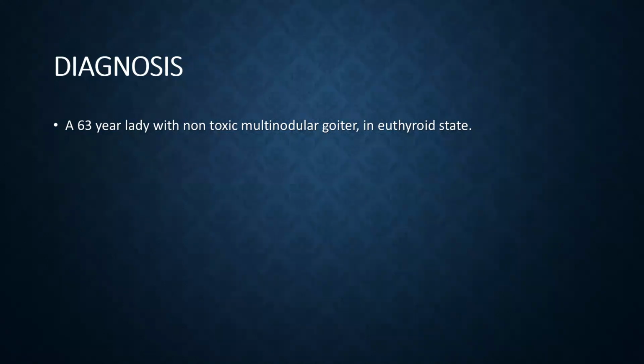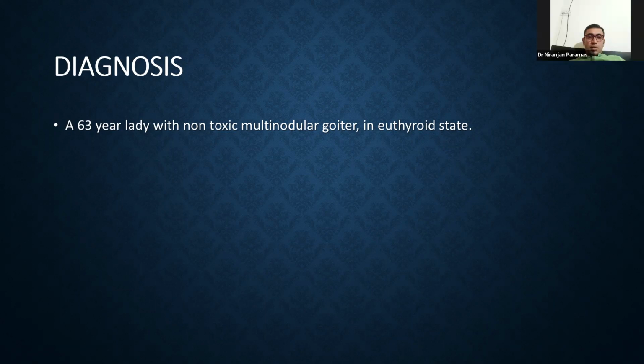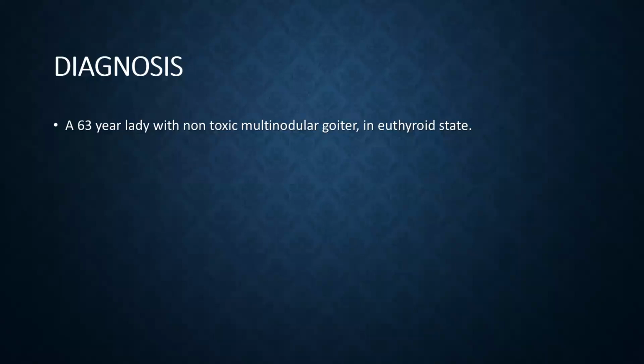there was one where the Hurthle cell was seen, but I spoke to the radiologist and also the cytopathologist, and they said you can get Hurthle cells normally. This was not a Hurthle cell adenoma or anything like that. It was just a colloid goiter. Okay, sir. Okay, Pawan. What will you do now, sir?